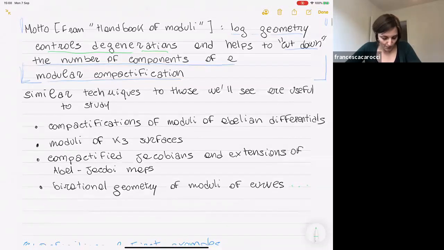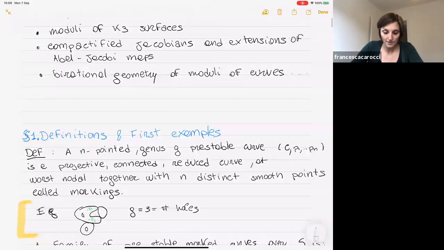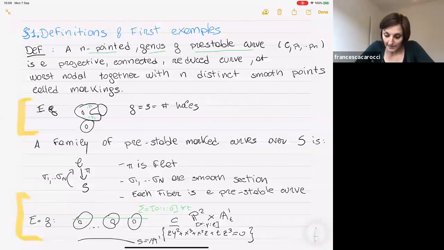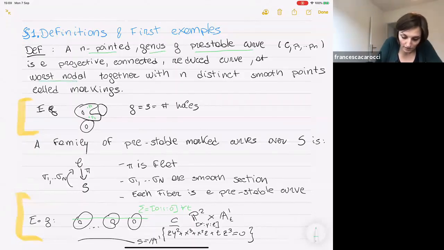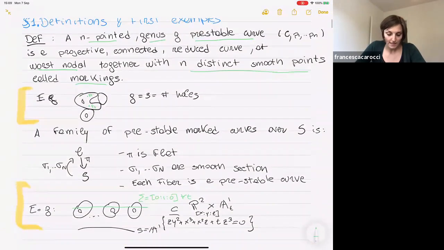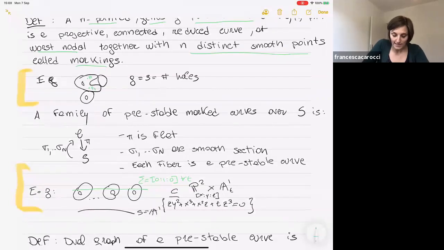Okay, so let me start with the first definitions and examples. We'll start very slowly. Let me remind you that an n-pointed genus g pre-stable curve is a projective connected reduced curve which is at worst nodal, together with the choice of n distinct smooth points, which are called markings. And here is a cartoon picture to fix an image in your mind of what a pre-stable curve should be. A family of pre-stable marked curves over a scheme S is just a flat morphism pi from a scheme C to S together with n smooth sections such that each fiber is a pre-stable curve.